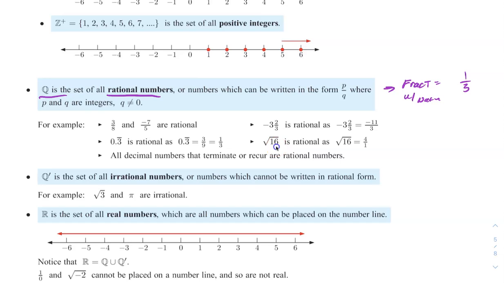You get rad 16. Well, you know the radical of 16 is 4. You could write that as a fraction, 4 over 1. Right? If you could write it as a fraction, it's a rational number. Key thing here, if a decimal terminates, that means if it ends, it's a fraction.